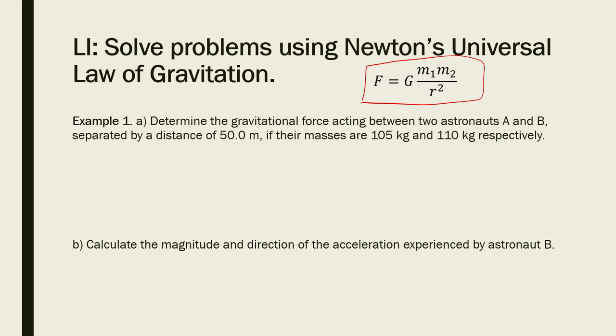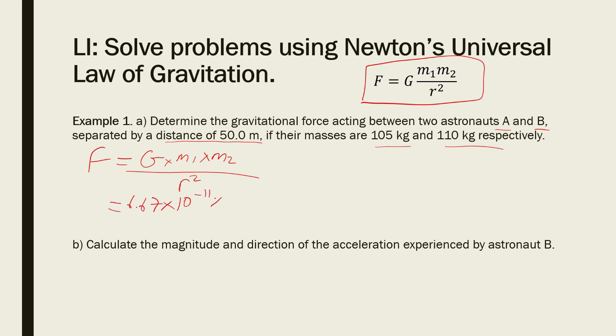So, determine the gravitational force acting between two astronauts A and B, separated by a distance of 50 meters, if their masses are 105 and 110 kilos respectively. The gravitational force between them will be the universal gravitational constant times the product of the masses of the astronauts over the distance between them squared. So it's going to be 6.67 times 10 to the minus 11 multiplied by the masses, 105 times 110, divided by the distance between them in meters squared.